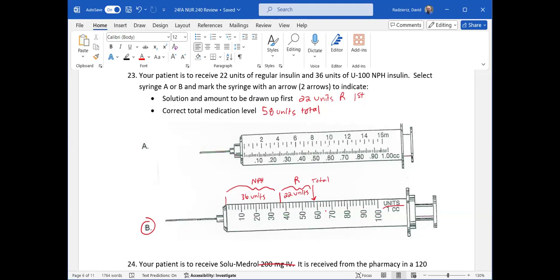Now, I have seen, at least on the 110 test, that the way they ask this is they just ask you to mark the total number. So choose the correct syringe, mark the total. For the paper tests, they might still be using this question, but this is what they're asking you to do when you're marking it.